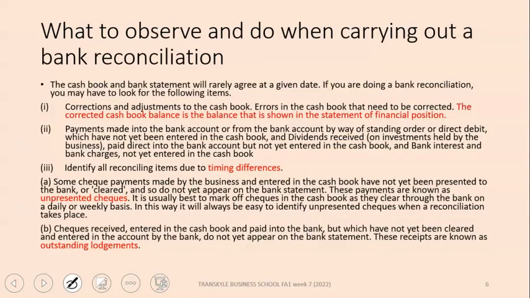So what to observe and do when carrying out a bank reconciliation? The cash book and bank statements will rarely agree at a given date. If you are doing a bank reconciliation, you may have to look for the following items. Corrections and adjustments to the cash book, errors in the cash book that need to be corrected. The corrected cash book balance is the balance that is shown in the statement of financial position.